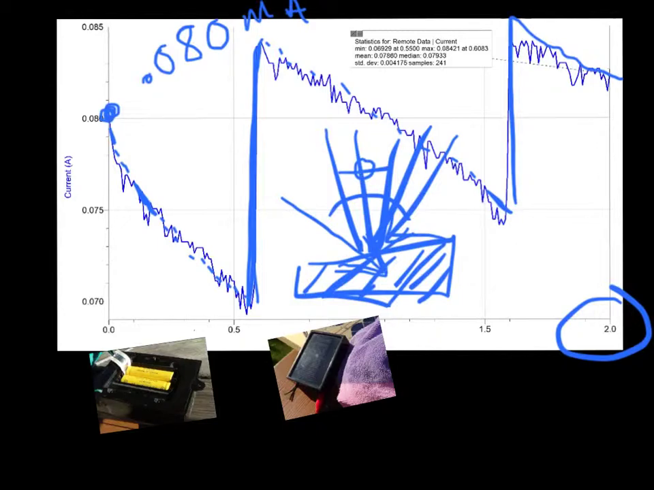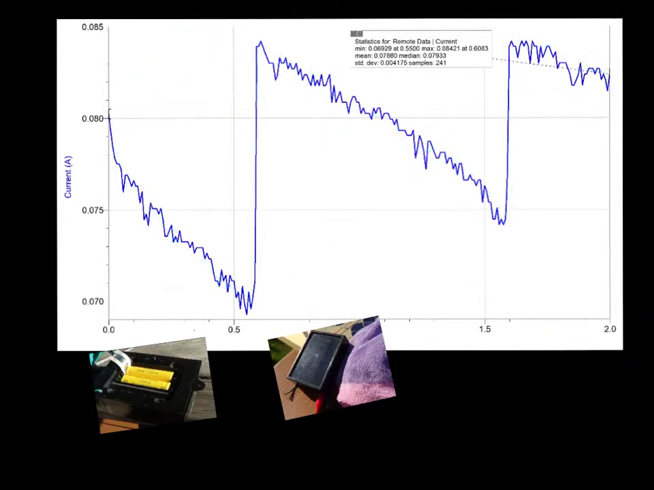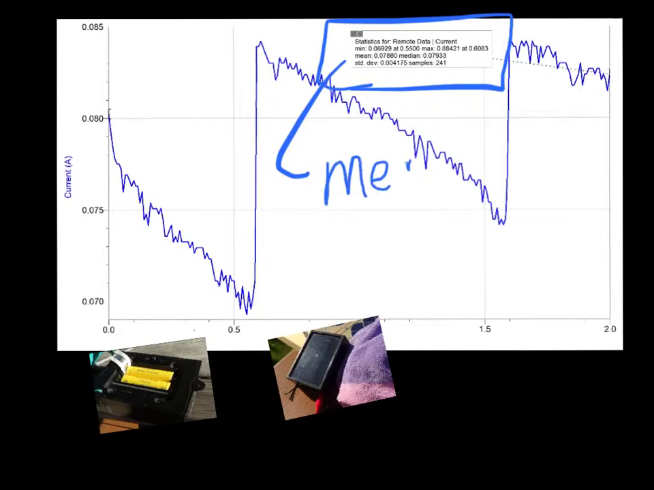Alright, let's take a look at the statistics for the graph that we see right here. One thing that we're interested in is the mean, which is the average value of the current. And they tell us that the average value is 0.0788 amps, or 78.8 milliamps. So if we were to take the current, multiply it times the time, then we would get the charge.